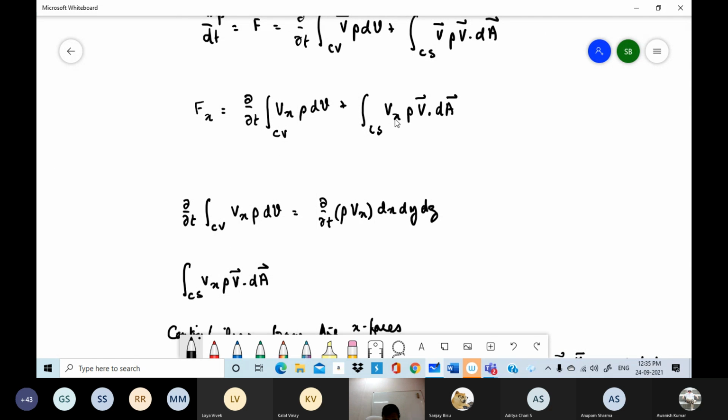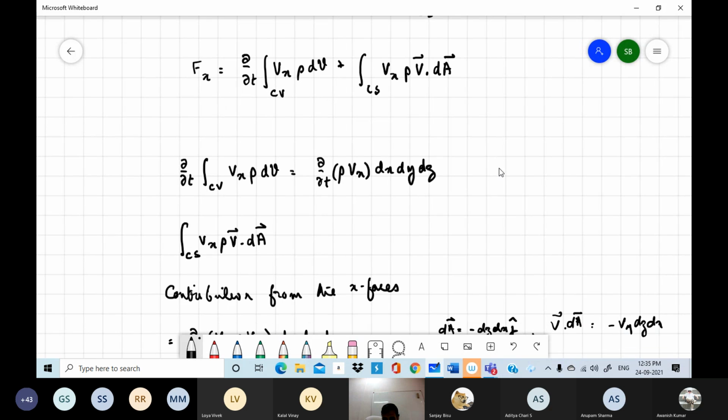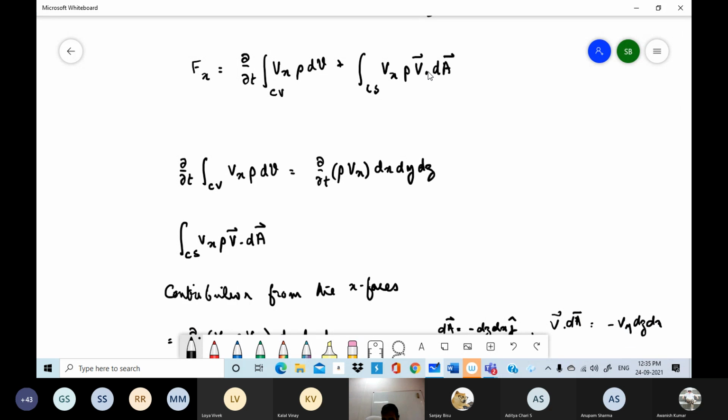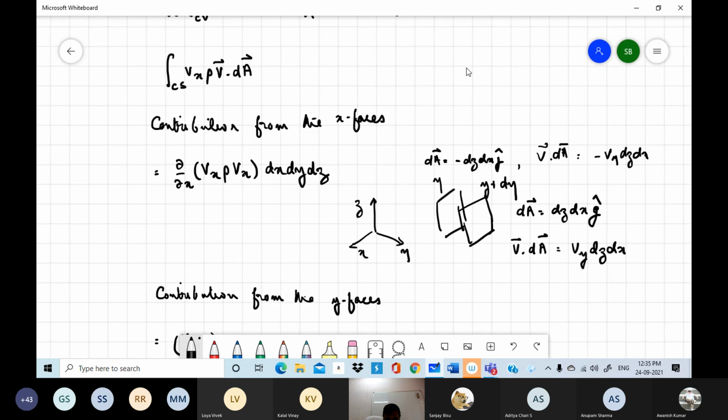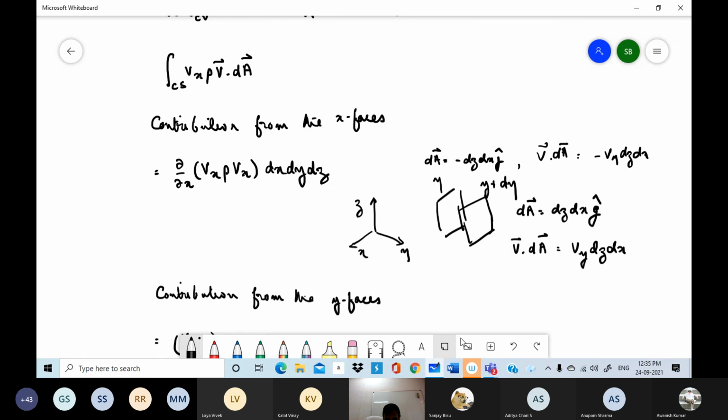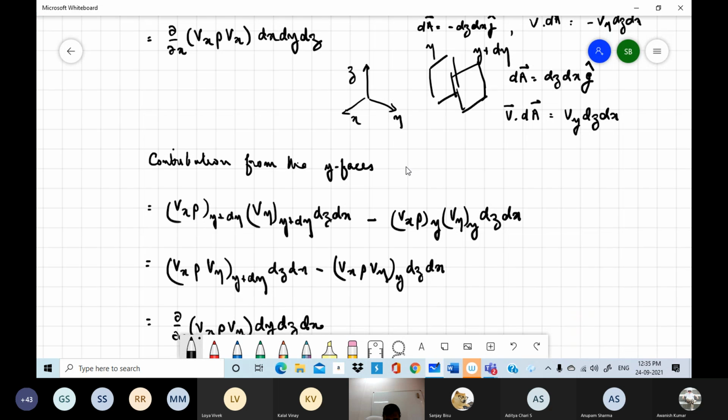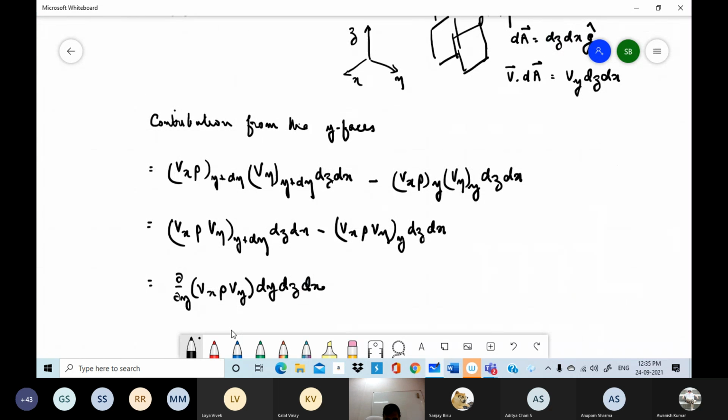So in the x component of this equation, this first V will always be Vx, and this is a scalar quantity. So this remains the same whether I'm considering contribution from x faces, y faces, or z faces. So in both cases, it is Vx rho here, Vx rho here.